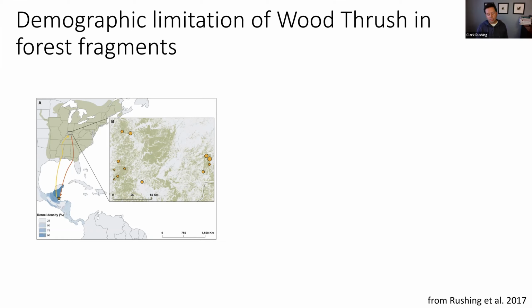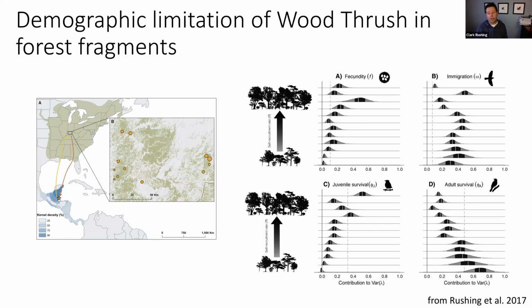So we were able to build this integrated population model and look at which vital rates were most important for driving year-to-year variation in population growth in these 12 plots. So this is a figure from that paper looking at the four big vital rates that we measured: fecundity, immigration, juvenile survival, and adult survival, and the contribution of each of those vital rates to variation in population growth in the 12 plots.